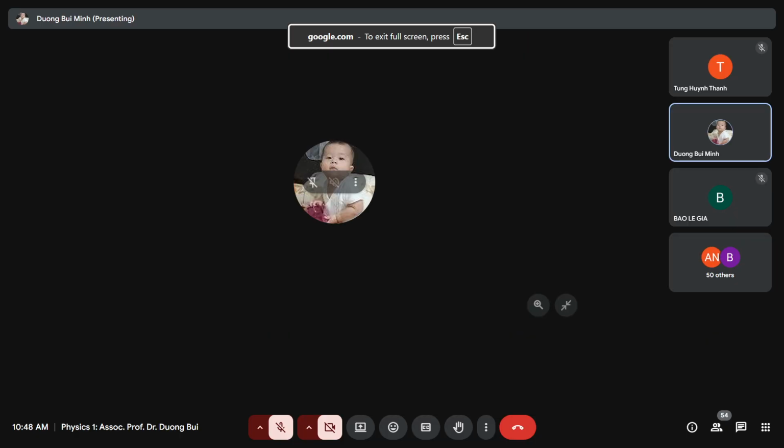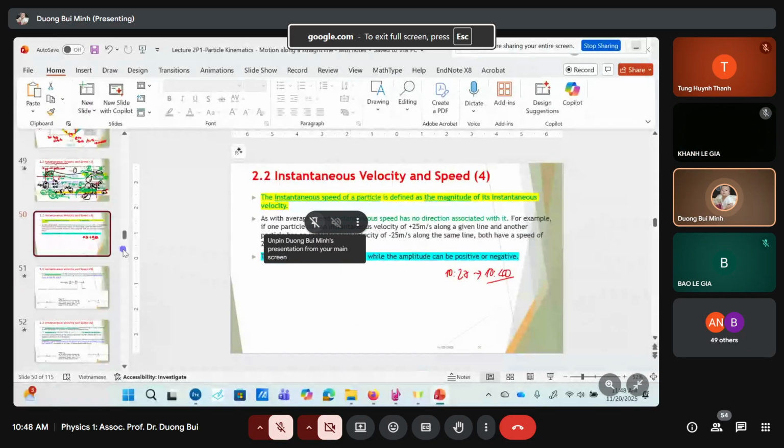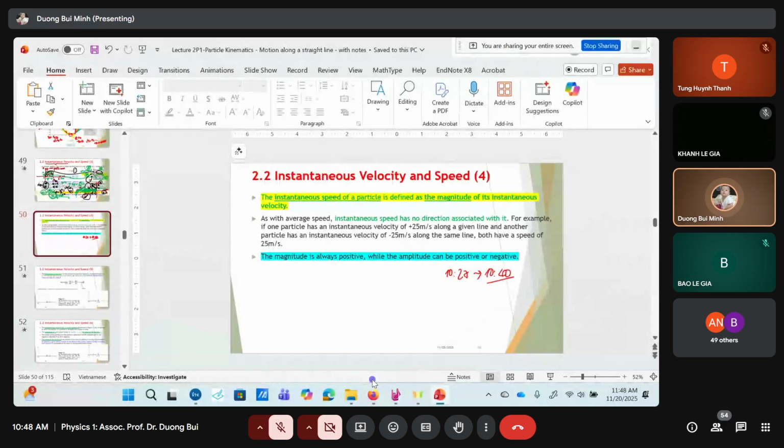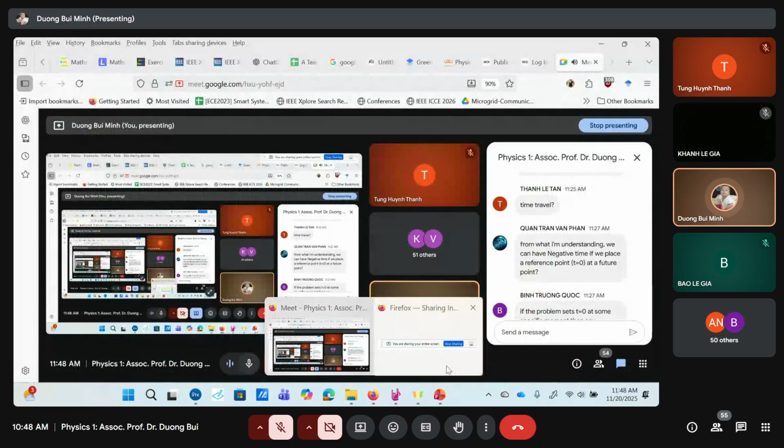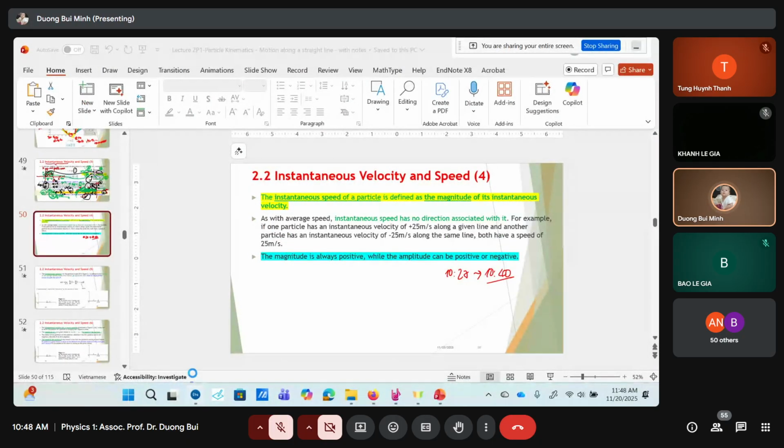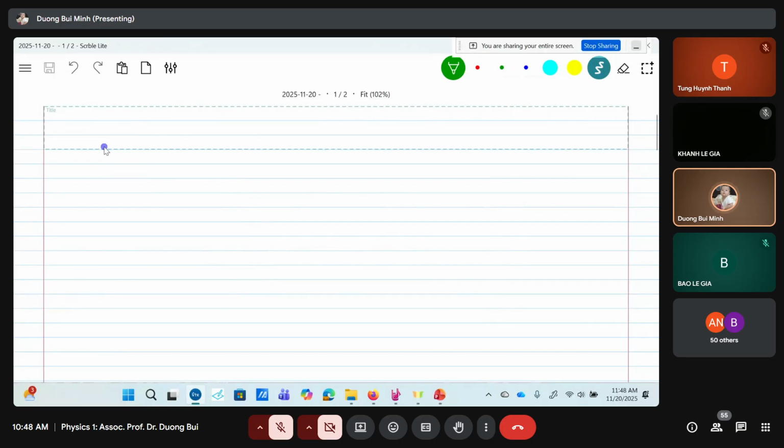I will share with you some examples about whether we consider the negative time or not. Okay, so let me check. You can see my screen. Okay, so now we take a basic example.